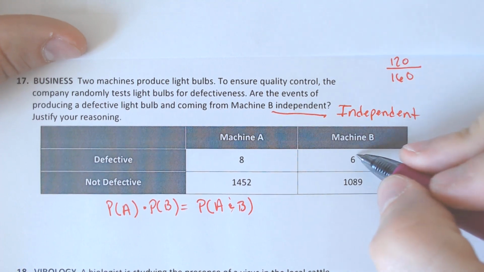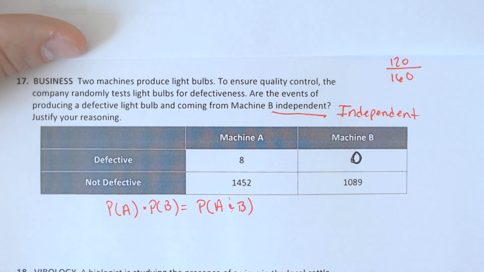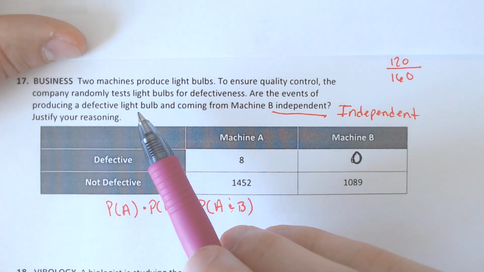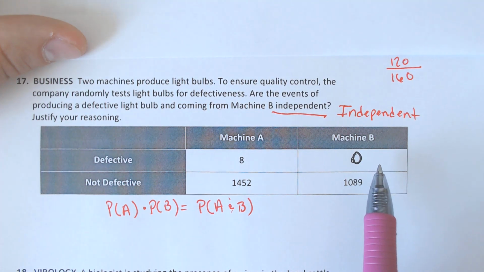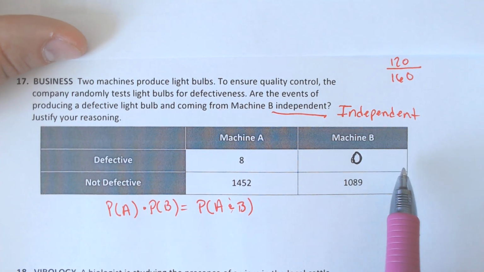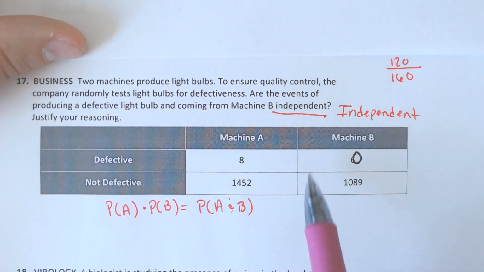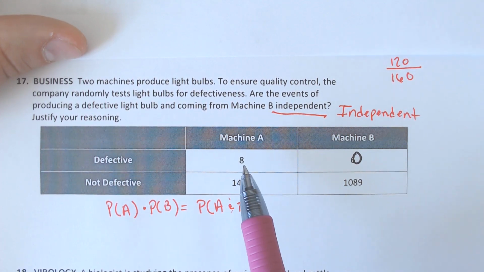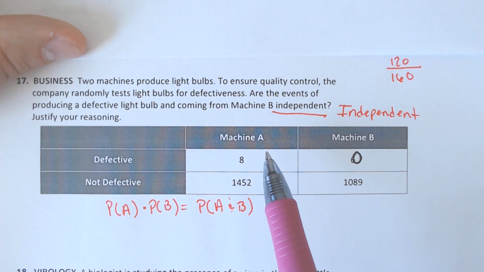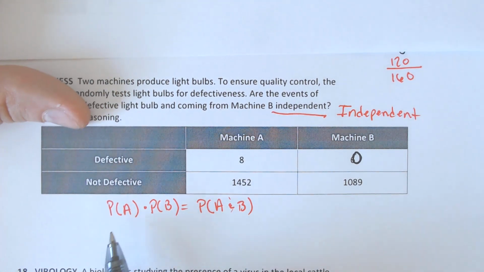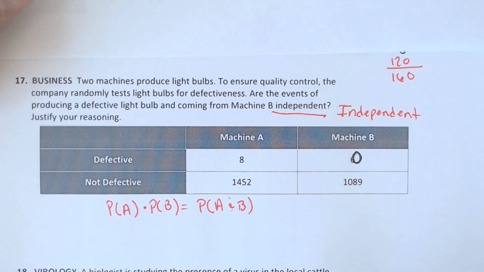Now, if you switch this to 0, now you're looking at a scenario where, if you're a defective light bulb, could you even come from machine B? No, you couldn't. That means that being a defective light bulb would be dependent on it being produced at machine A. So you can think of it from that perspective too. Other scenarios may require that you multiply the probability of A and the probability of B together to figure out if A and B multiply and equal each other.